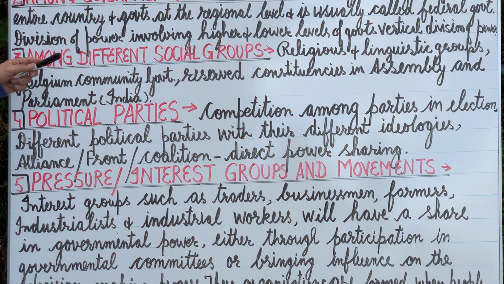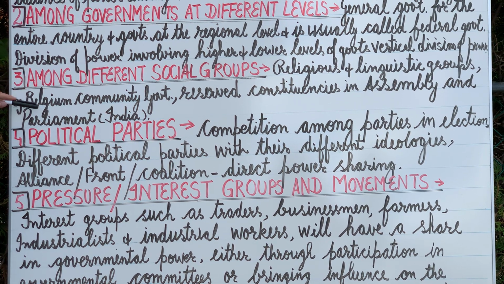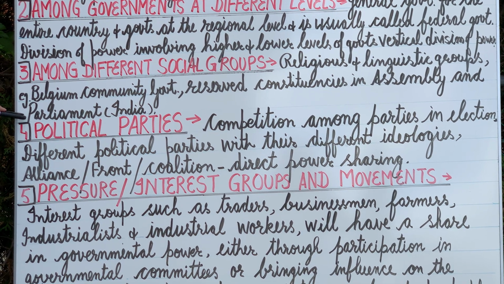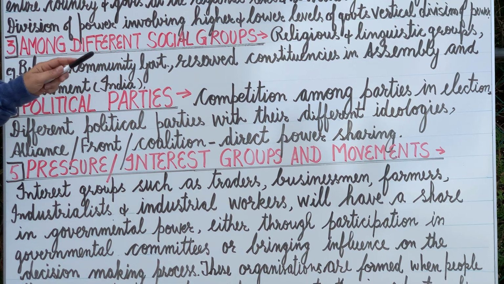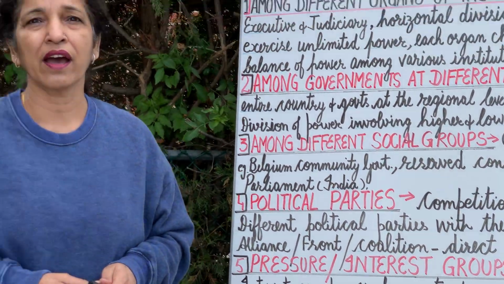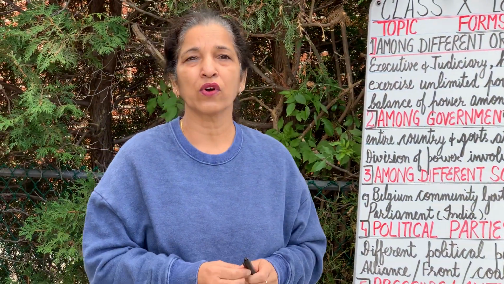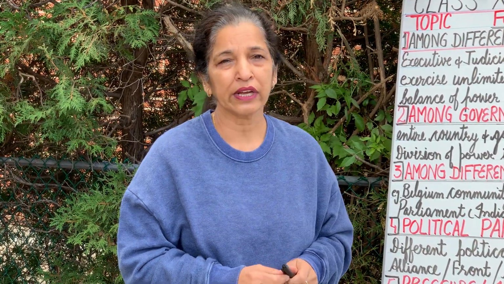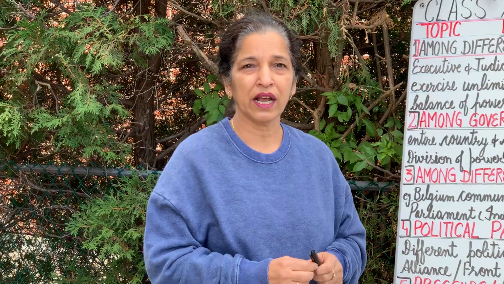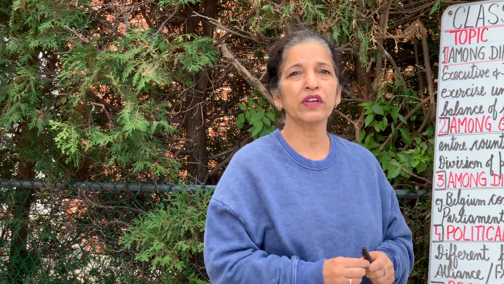Another example is the reserved constituencies in assemblies and in Parliament in our country. As you know very well, in the Constitution of India there are reserved constituencies for the weaker sections of society, that is the scheduled castes, scheduled tribes, women, and other backward classes, so that they should not feel neglected or alienated from other sections of society, and they can play an active role in the functioning of the government.